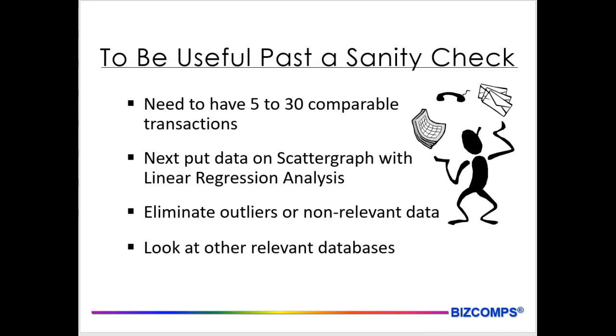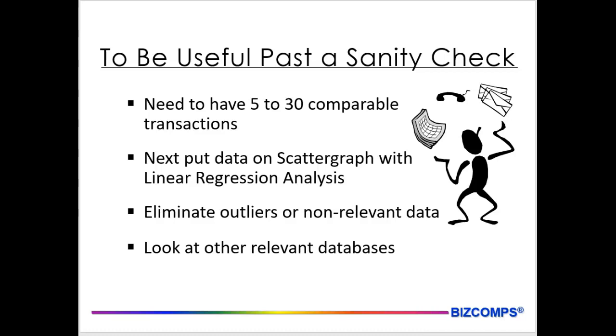So we can also look at other relevant databases and see how they compare to the output of BIZCOMPS. But again, the things to make sure that it's useful beyond just a sanity check are the number of transactions that you have in your sample and the closeness of the data as represented both in the scatter graph and a regression analysis or by the coefficient of variation after eliminating outliers and non-relevant data.